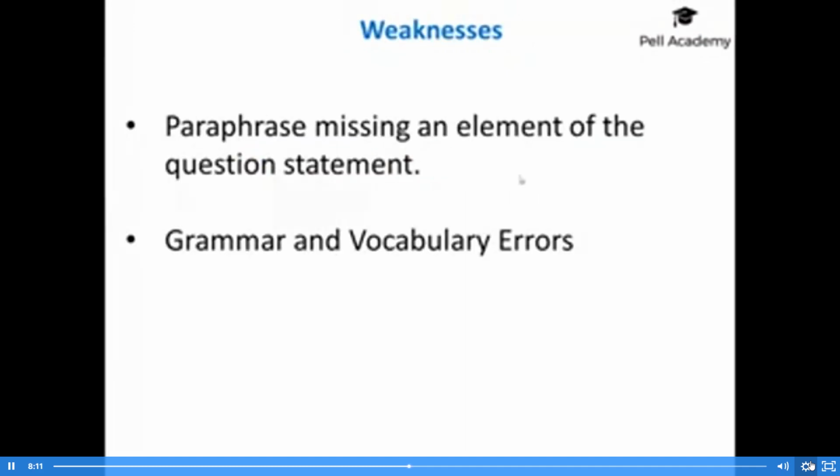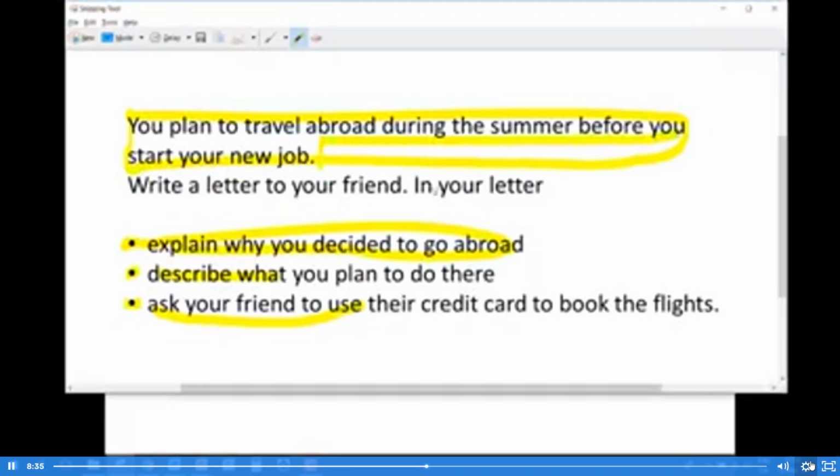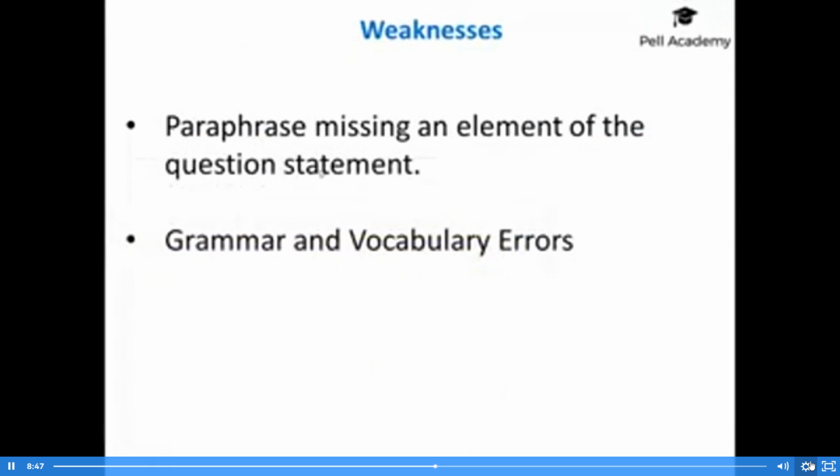So, weaknesses. The first part was the paraphrase missing an element of the question statement. Let me just pull up this again. If you look at this, this is what I'm referring to as the question statement. Some people say that they're planning a trip abroad in the summer, but they're not saying before you start your new job. Now, it's not up to you to decide what part of the question you're going to include and which part you're not going to include. You need to include all of this. This is what the question was, this is what you need to do. So just have a look at your own paraphrase and see if you included all of those different parts, or if you just did half. Obviously, half isn't acceptable.